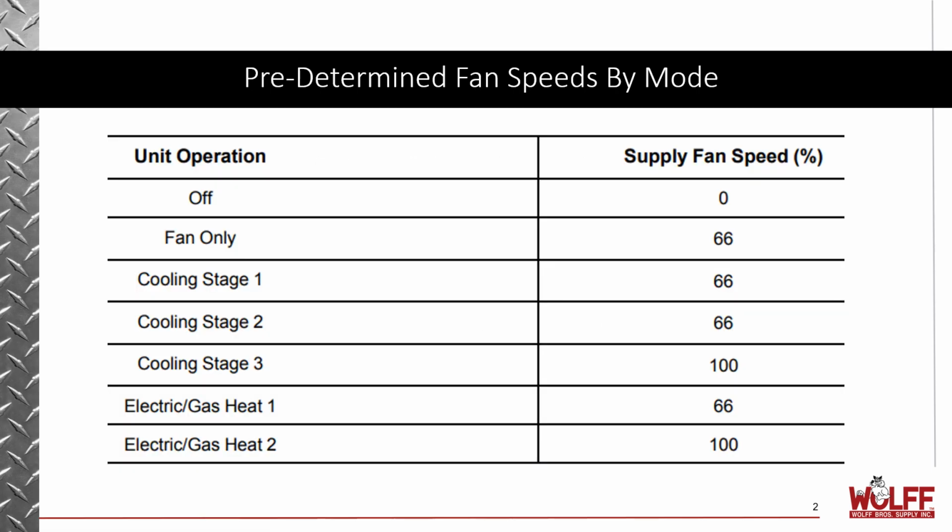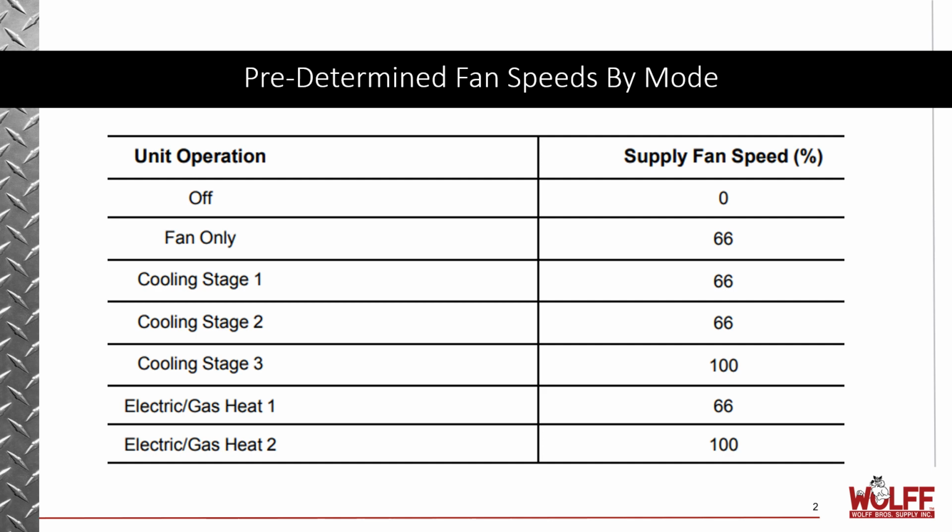Setting the plenum fan speed on a Symbio unit is crucial, so we are going to cover this process today. These are a Symbio's predetermined fan speeds by mode. This may change slightly by the size of your unit and the number of stages you have. These percentages cannot be changed. Your highest stage of cool and heat will always be 100% fan speed.